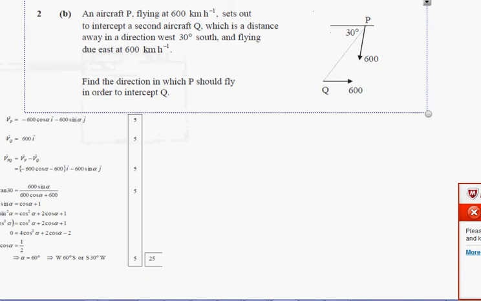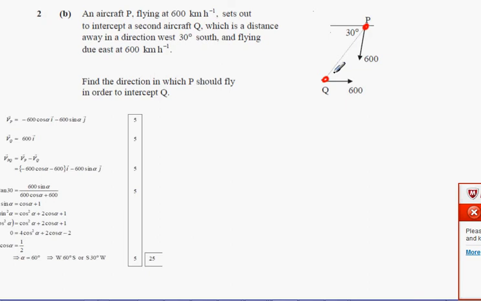So, an aircraft P flying at 600 kilometers an hour sets out to intercept a second aircraft Q, which is a distance away in the direction west 30 degrees south and flying due east at 600 kilometers an hour. Find the direction in which P should fly in order to intercept Q. Well, it's a sort of relative question because you've got to plant one of them to the spot.